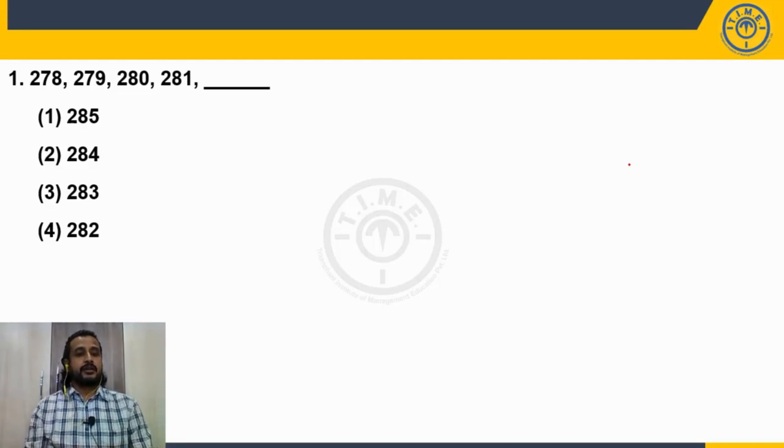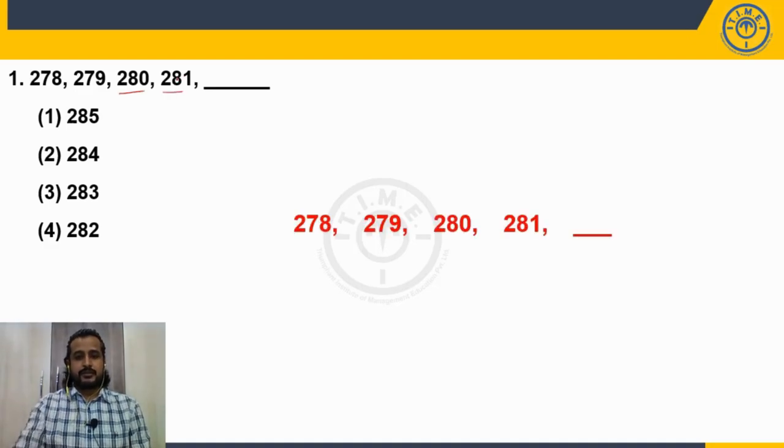278, 279, 280, 281. I hope you have already spent some time on this paper to answer the questions, so let us go quickly. 278, 279, 280, 281. What are these numbers? Consecutive natural numbers. Next to 278 is 279, next to 279 is 280, next to 280 is 281, and next to 281 will be 282. So it comes under the logic of consecutive logic.